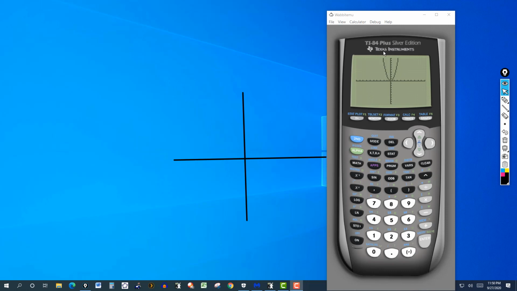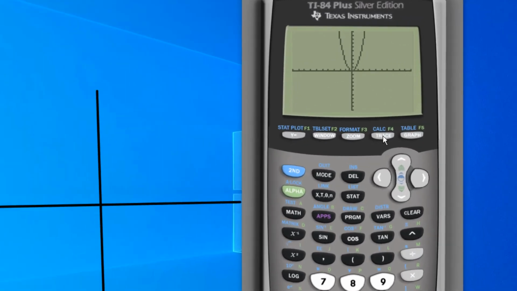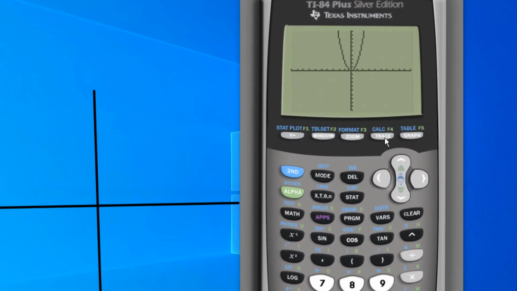But this is the 84 Silver Edition, and basically I'll be using the F1 keys in the calculator, in particular F1, F2, F3, and F4. These will be problems involving algebra and calculus. So we need to hit the alpha key to get these menus. So hit the alpha key, and then here's F1 right there above the Y equals.